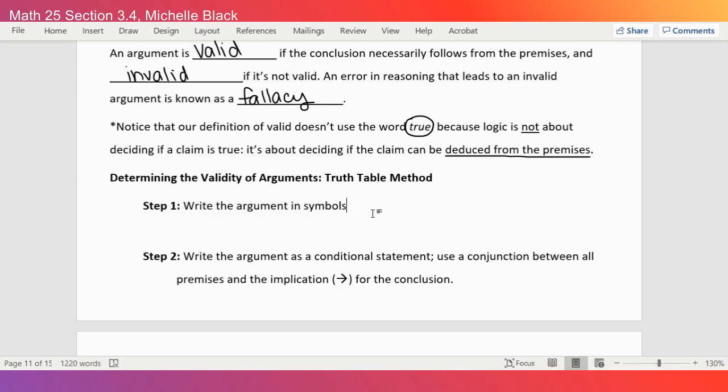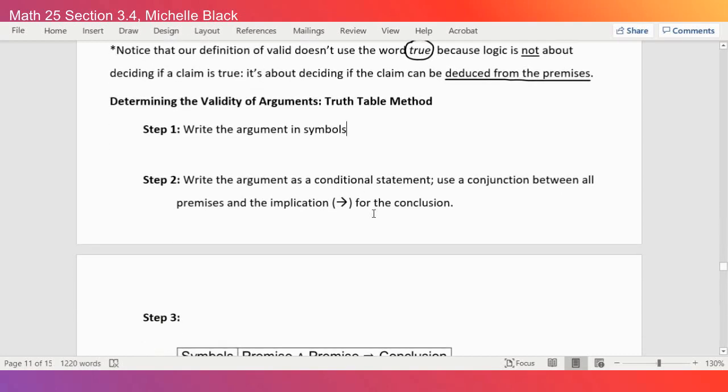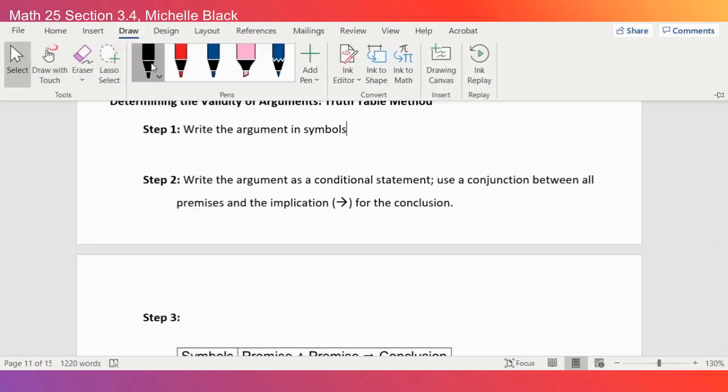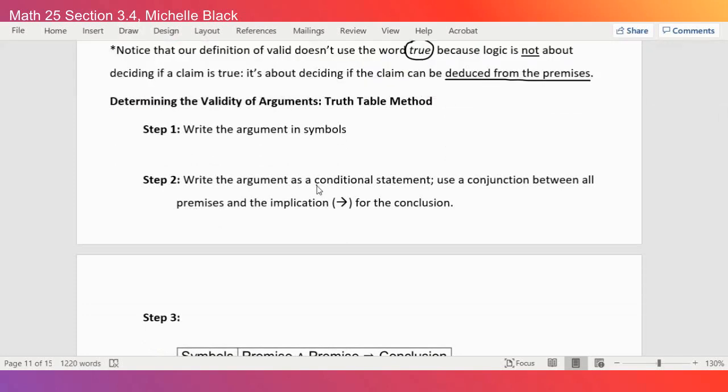The second thing we want to do is write the argument as a conditional statement. Remember, conditional is our if-then. We're going to use a conjunction between all premises and the implication for the conclusion. Remember, a conjunction is and.